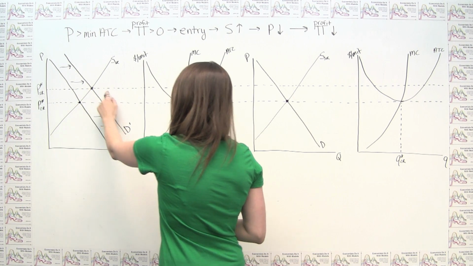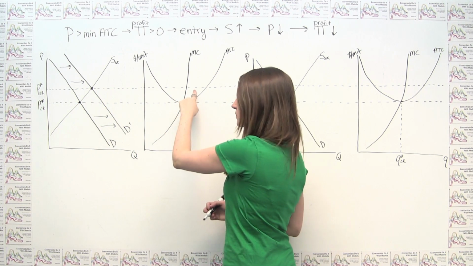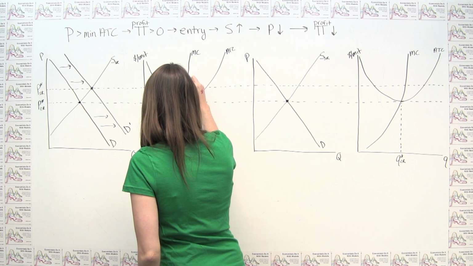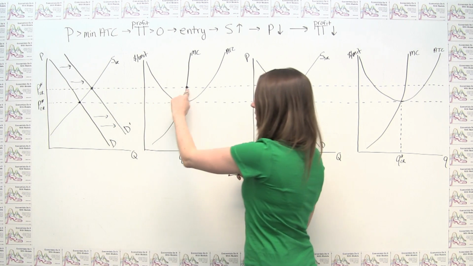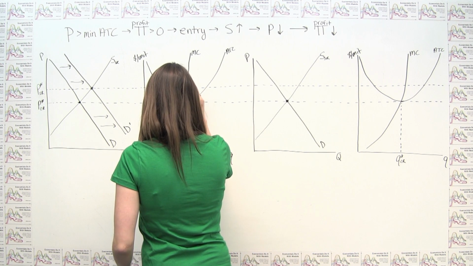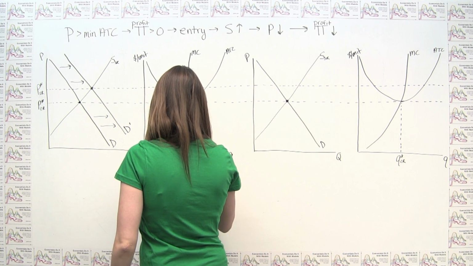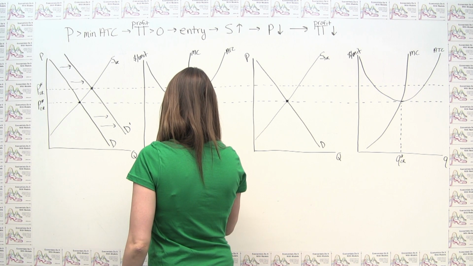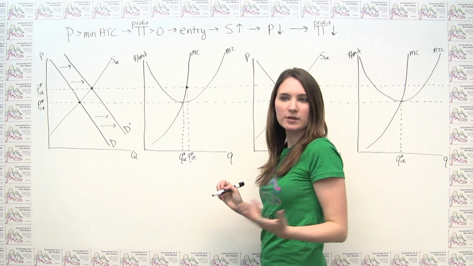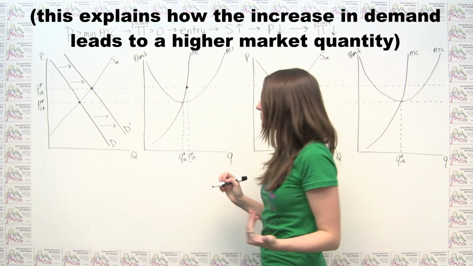So we can see with this new increased price that this firm is going to be producing more than it was before, because now our new price intersects marginal cost here. And I'll call this Q star sub SR. We can see that they've increased their production a little bit.